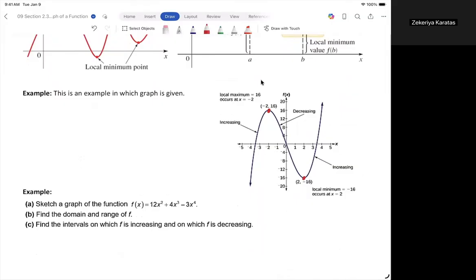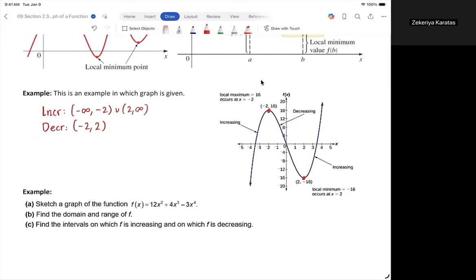For increasing and decreasing intervals, please, we always use the x values. So for this one, it's increasing up to negative 2. So it's like negative infinity up to negative 2, it's increasing. Then starting from negative 2 to 2, it's going down, decreasing. Negative 2 to 2. We use open parentheses because these are what we call in calculus critical points, so we just exclude them. And then after 2, it starts to go up again. So it's going to be 2 to infinity. That's how we write it.